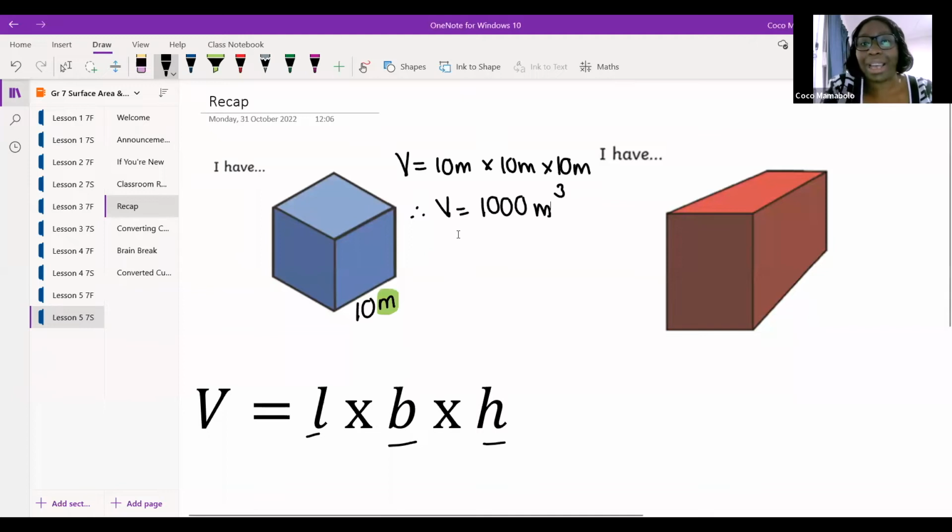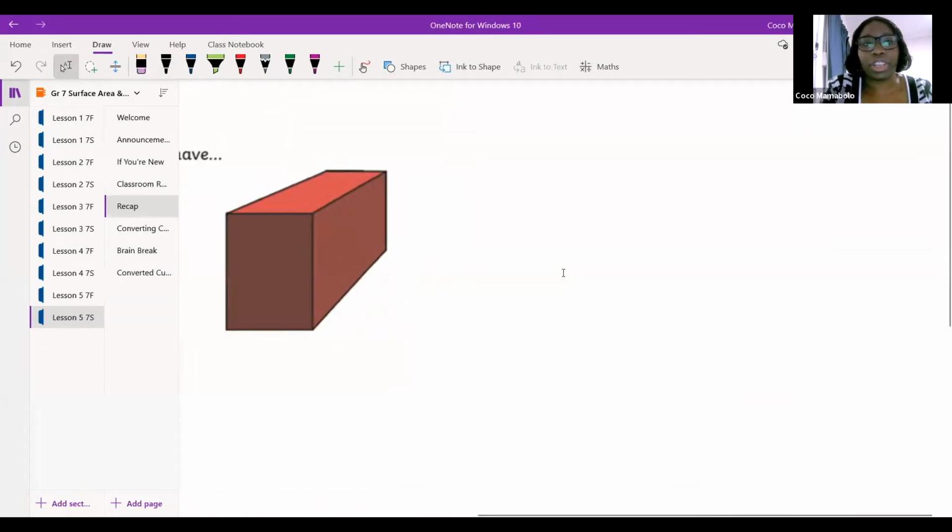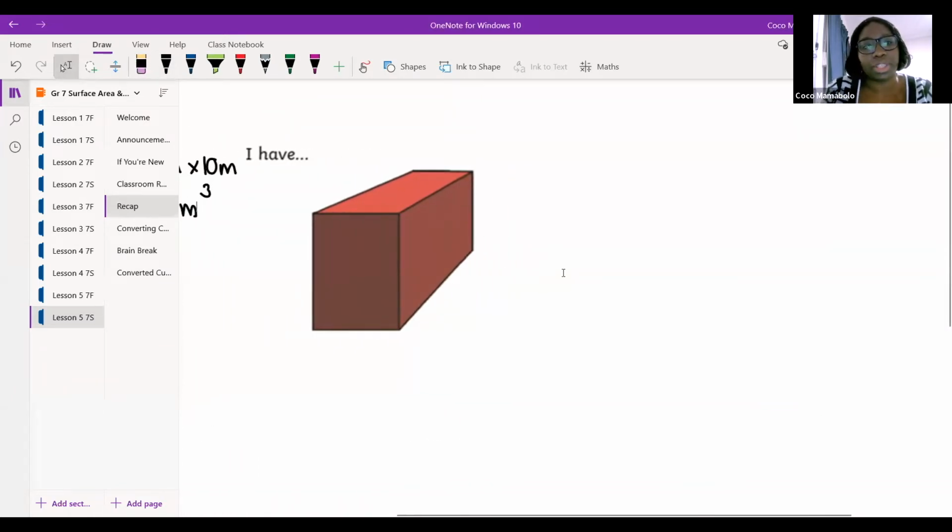This is easy. But let's look at this shape over here. What shape do I have? What is this shape called? Thank you, Nondumiso. Excellent, Mutebang. That's exactly it. It's not a rectangle. It's not a cube anymore. It's a rectangular prism.